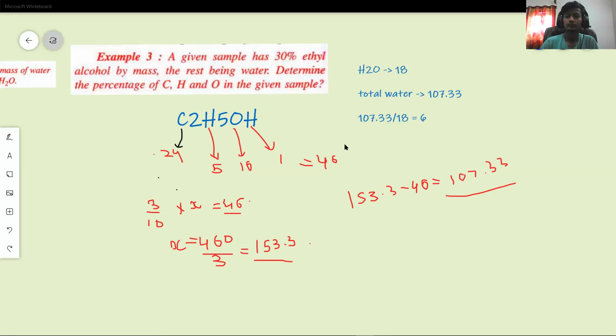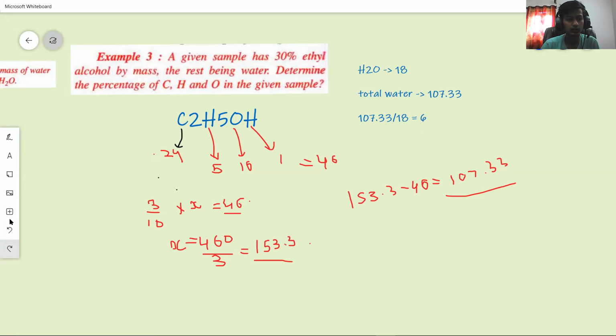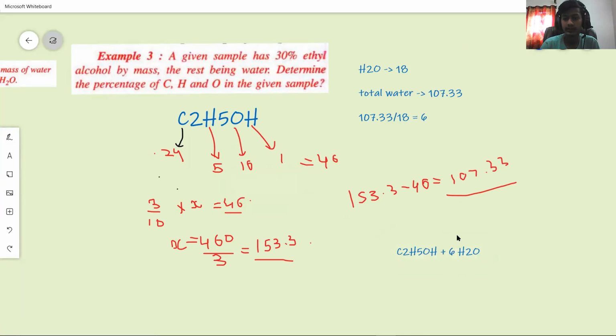So now we have 6 molecules of water and we have 1 molecule of ethyl. So now we know that a molecule contains... Now we can actually write the total formula of a molecule, that is C2H5OH plus 6 molecules of H2O, right? Because we calculated the molecules of water as 6, therefore there will be 6 molecules of H2O and there will be 1 molecule of C2H5OH.